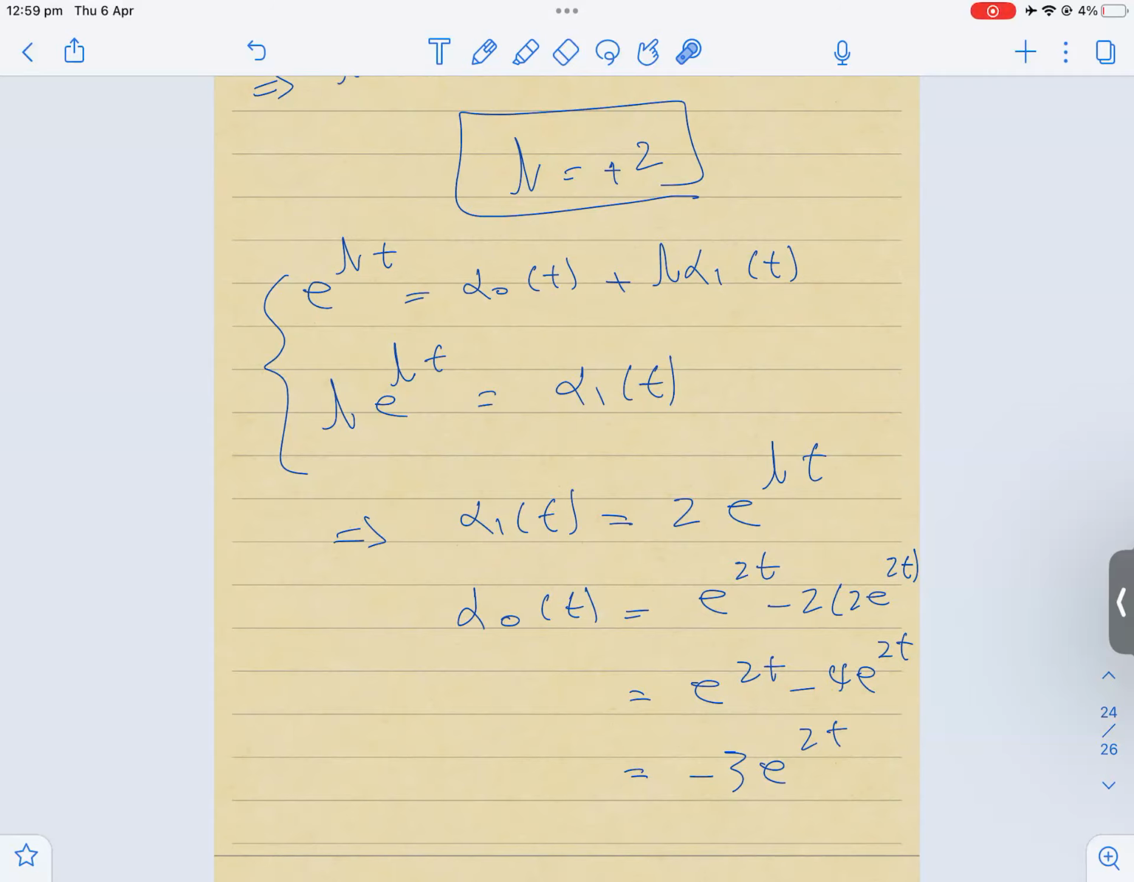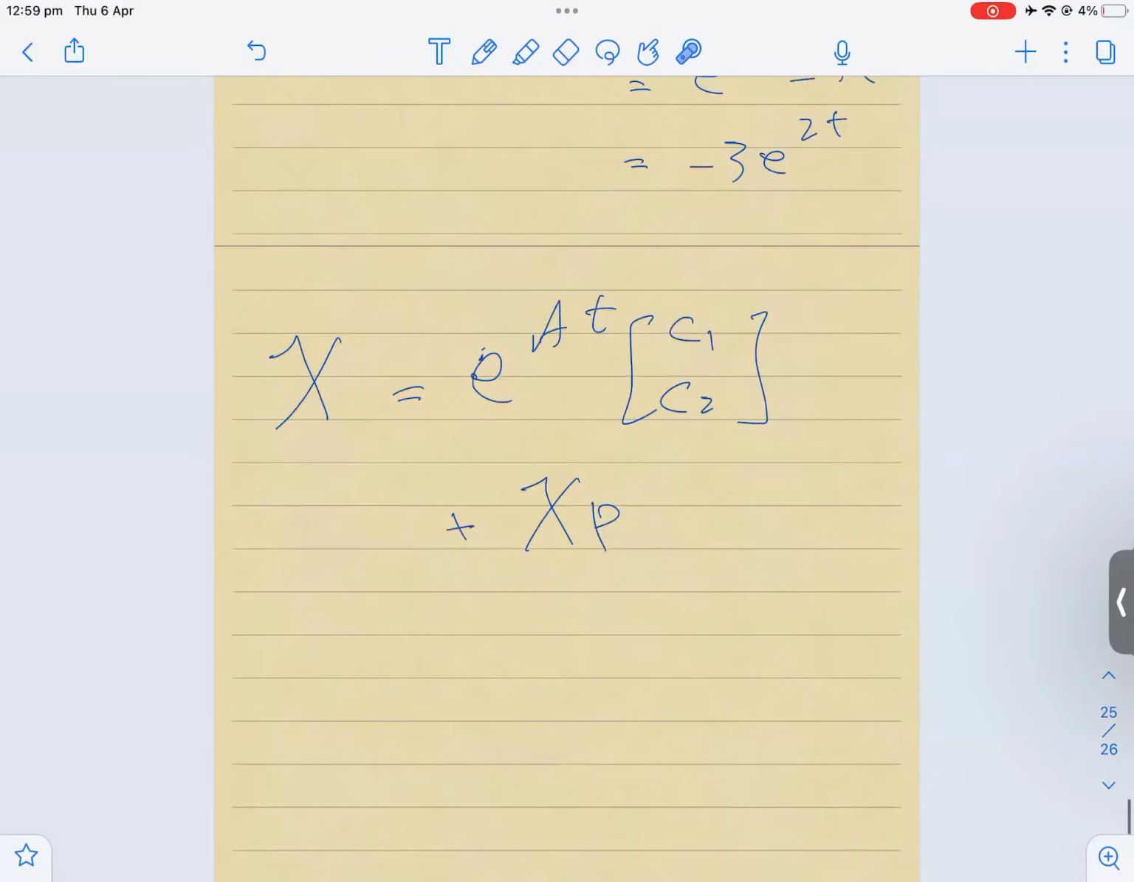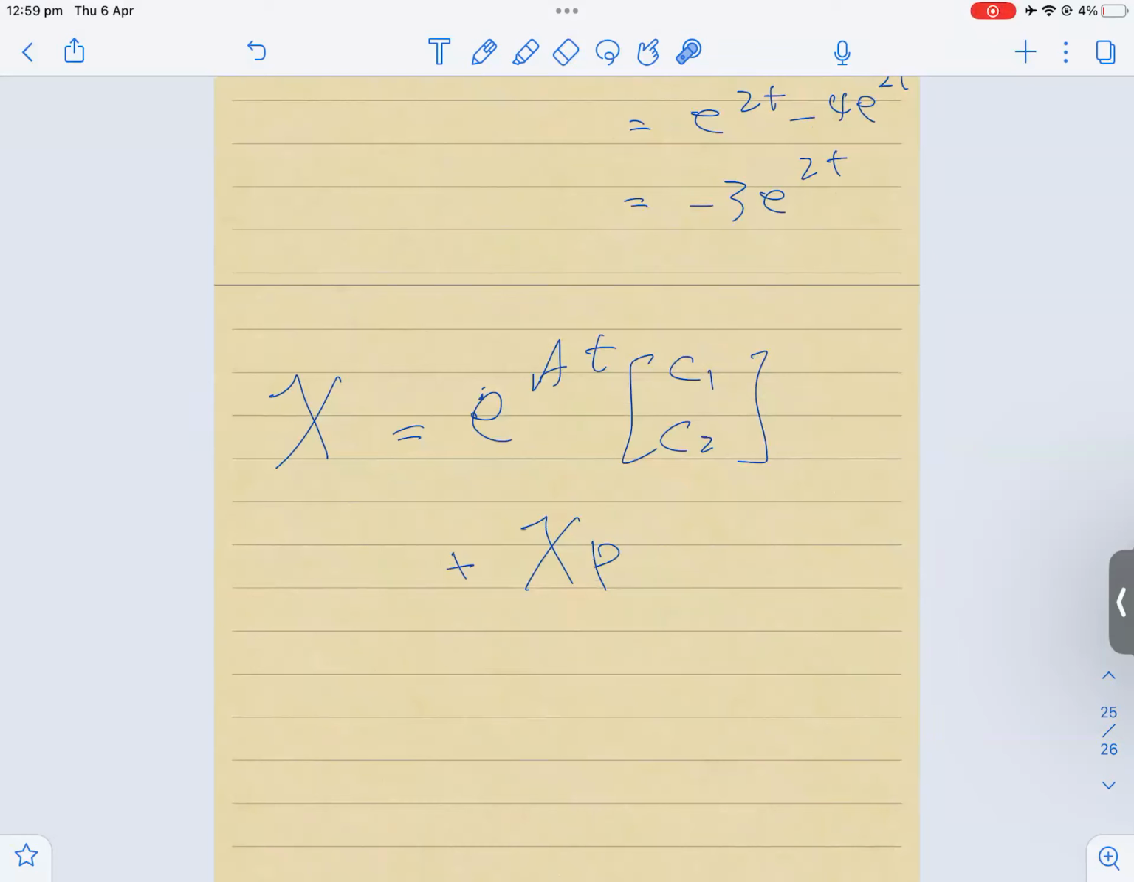The small mistake caused me to not be able to finish this part, xp. The xp was an important part. However, it's just a matter of doing the calculation slowly.